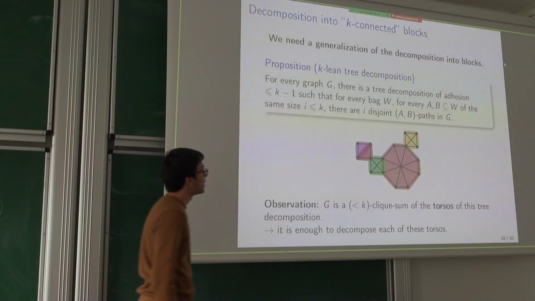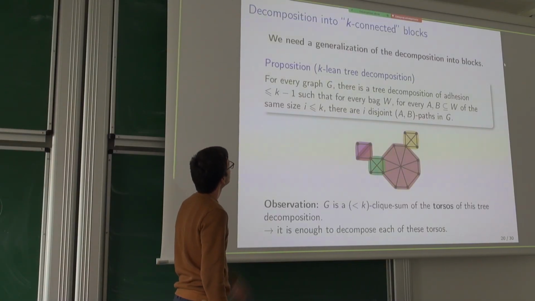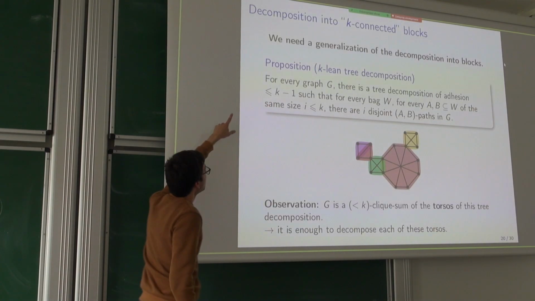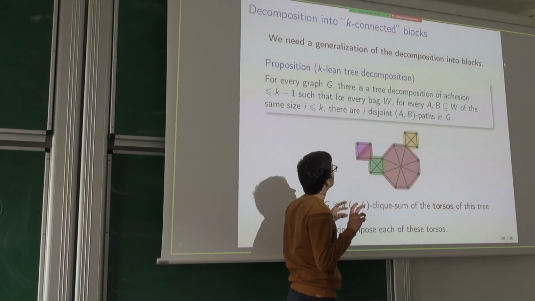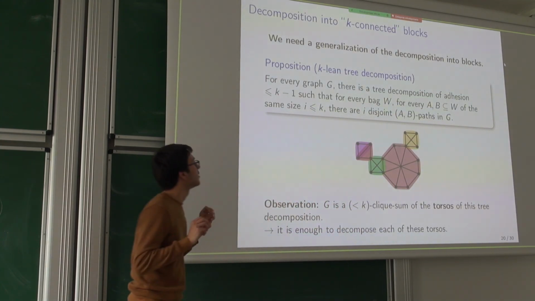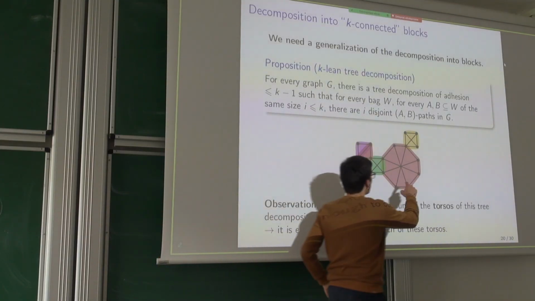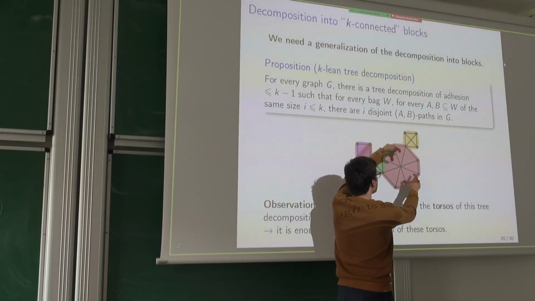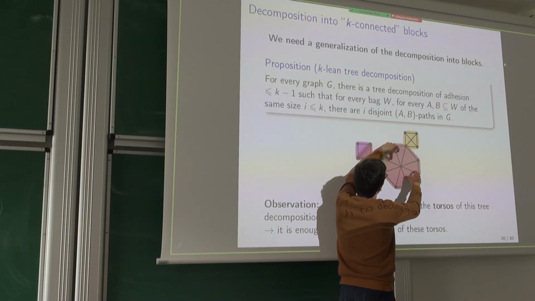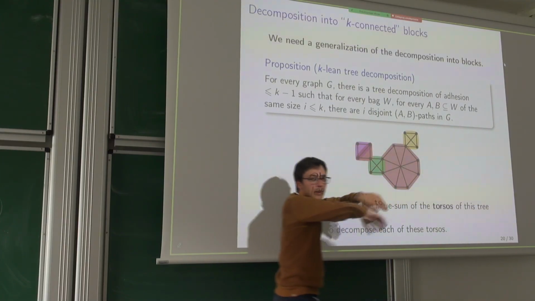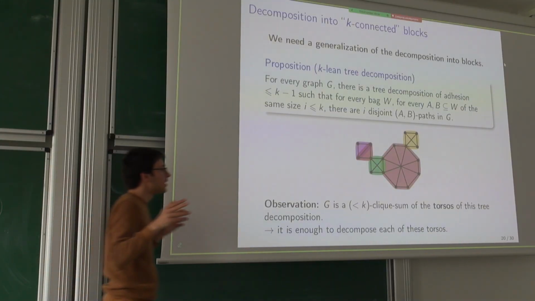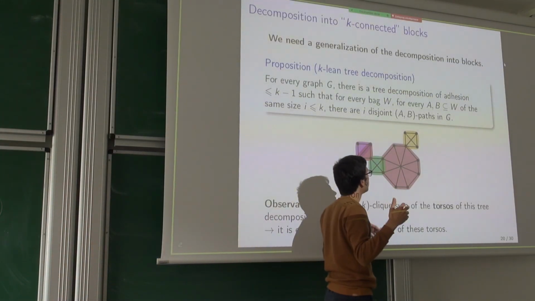And you can somehow generalize that. Sorry, I forgot to cite the paper, but it's something also well known now at least. For every graph G, you can find a tree decomposition of adhesion at most k-1 which is well connected. Here, well connected means that for every bag, when I take two sets of vertices of the same size i, which is at most k, inside this bag, I can find i disjoint paths between them. So somehow I cannot split a bag anymore. This is really a good analog of the decomposition into blocks, but for higher values of k.